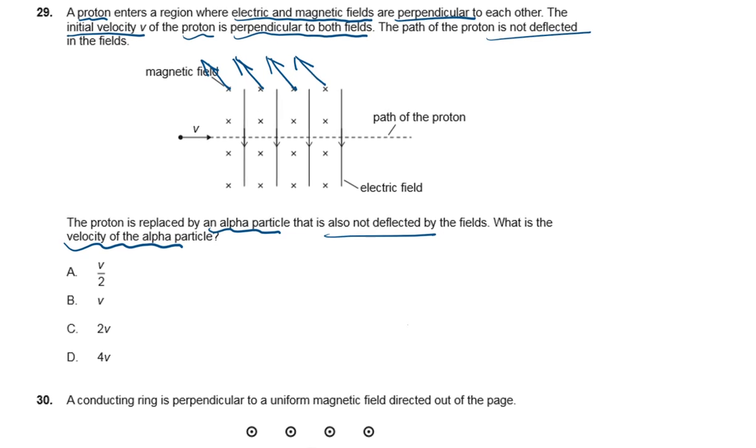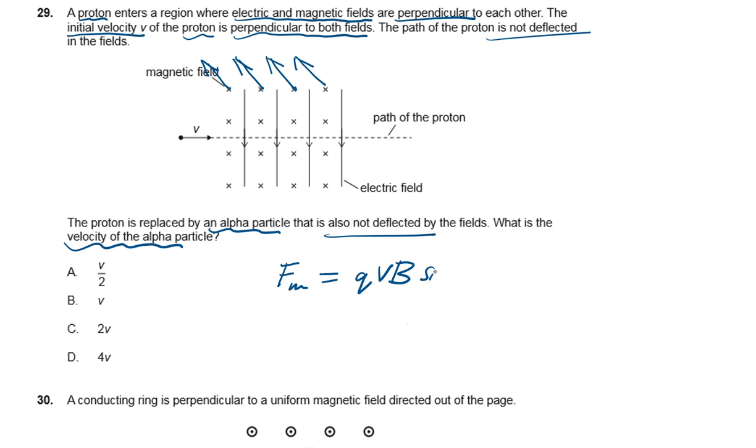Okay, so we need to look at what forces are acting on this proton and what is causing it to not be deflected. It is not deflected because the forces are balanced and there's no net force, right? So which causes no acceleration. And so therefore, we need to equate the magnetic force and the electric force on the proton. So Fm, which is QVB, and it's perpendicular, so sine theta is just 1.